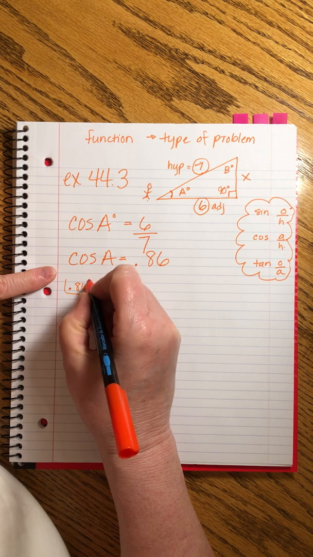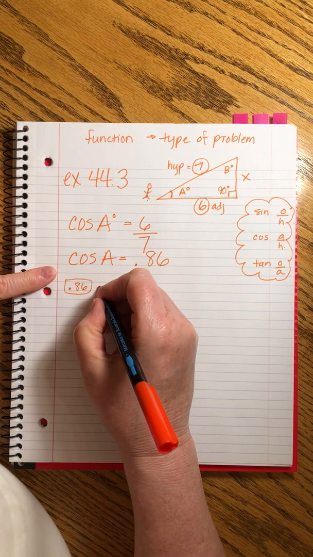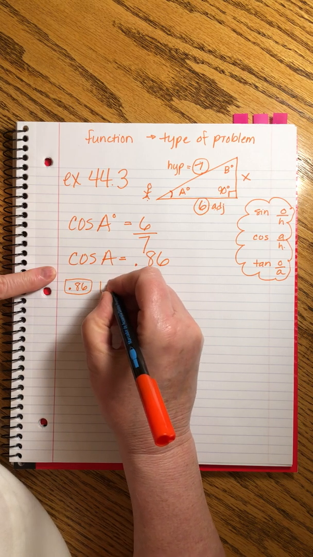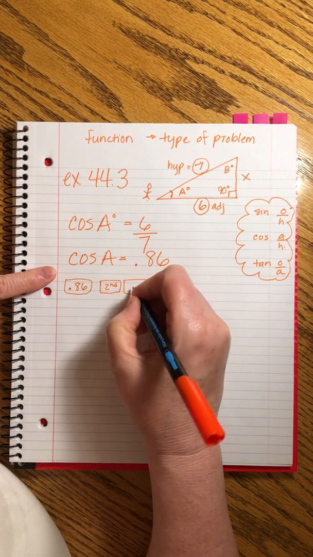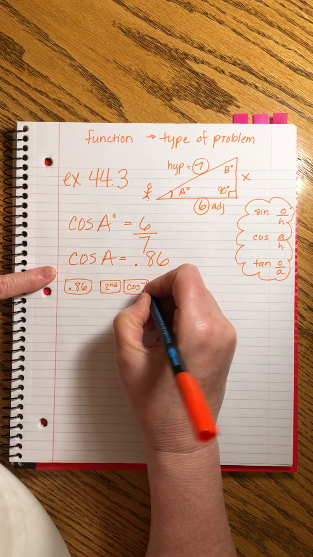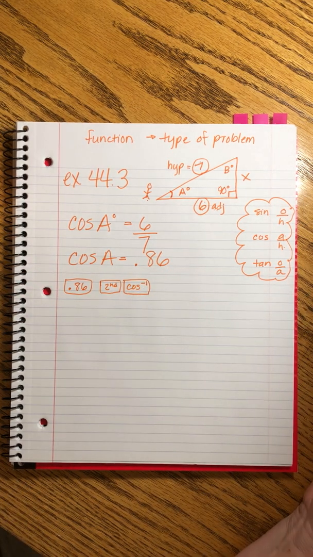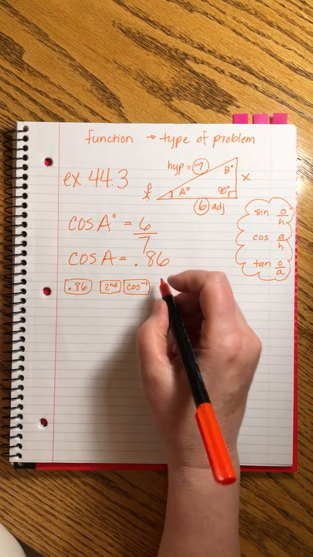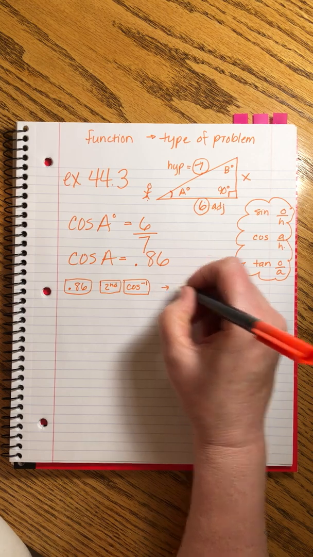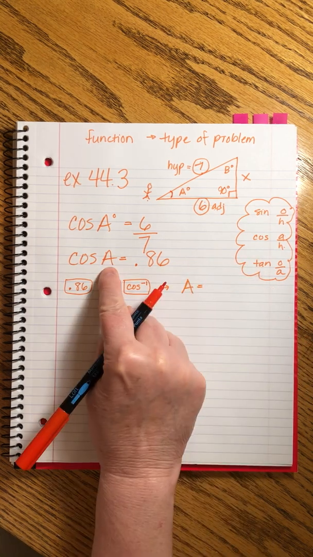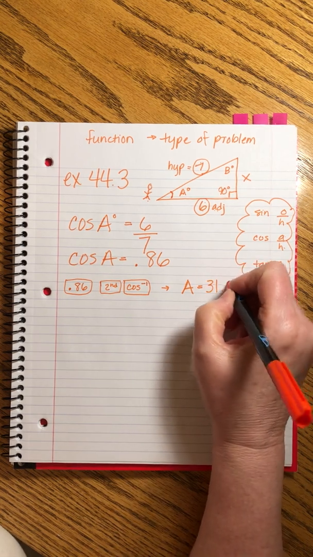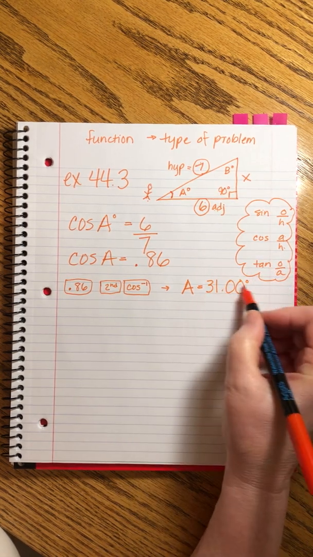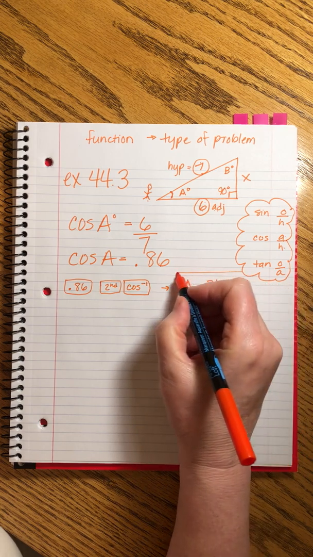0.86, that's the decimal number, and then I'm going to hit the second key, and then I'm going to hit cosine of -1. And that will tell me that the answer, the size of the angle that has a cosine of 0.86 is 31.00 degrees. A lot of times we get wonky decimals, so that's kind of exciting.